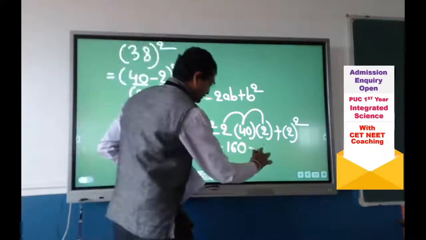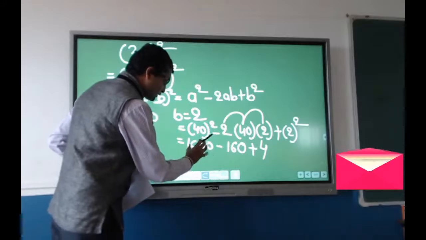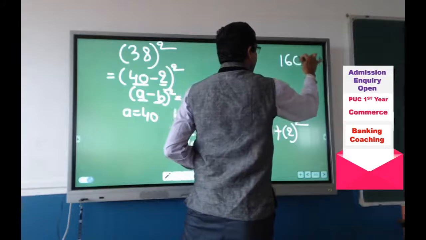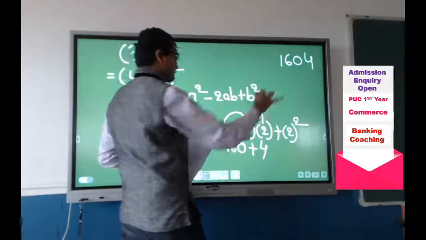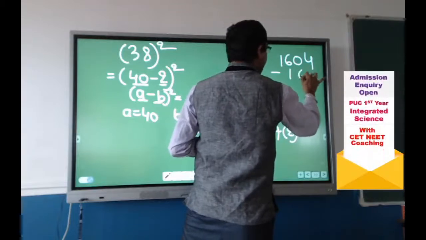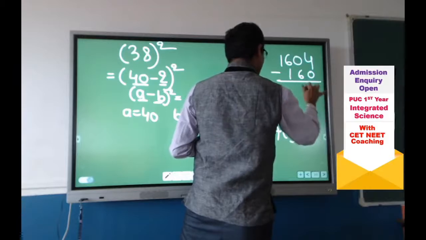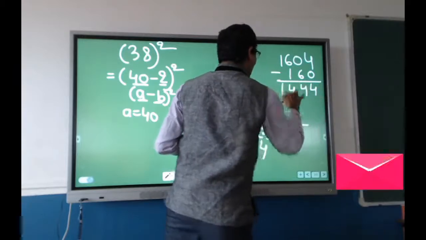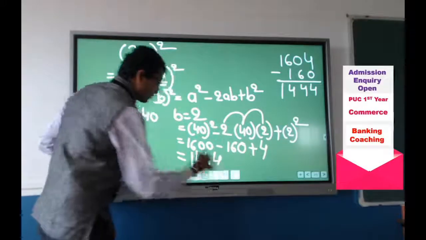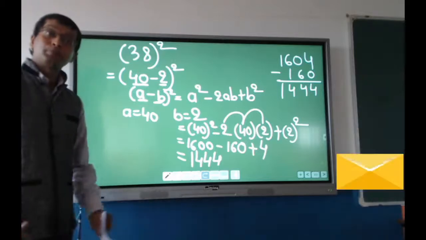For the 2 square, it is a 4. Now 1600, add 4, we get 1604. In this, subtract 160, we get 1444. So the solution for this is 1,444. Okay, this is also a very lengthy procedure.